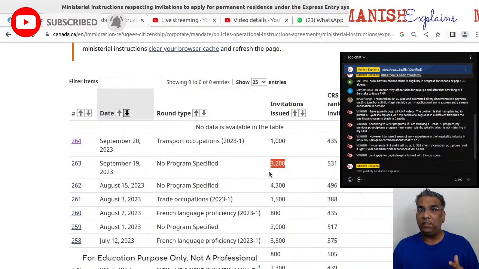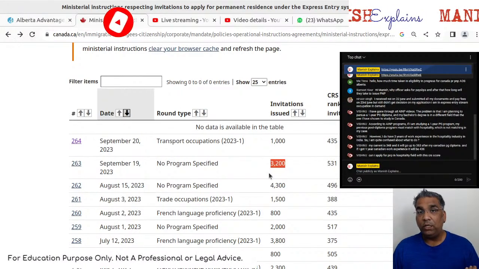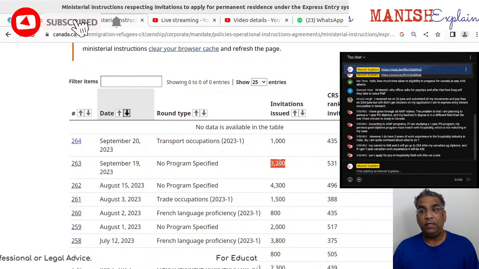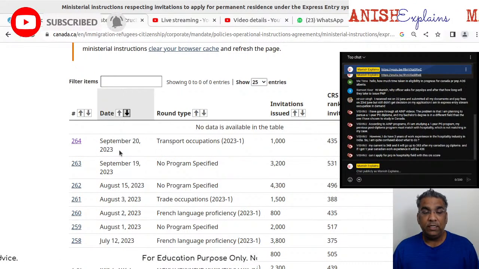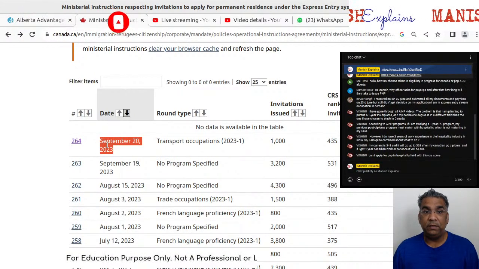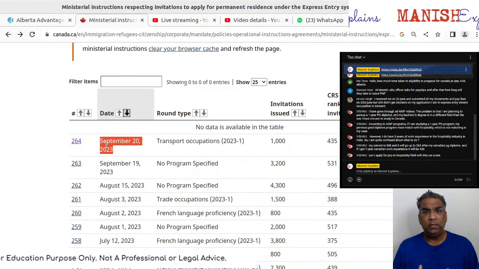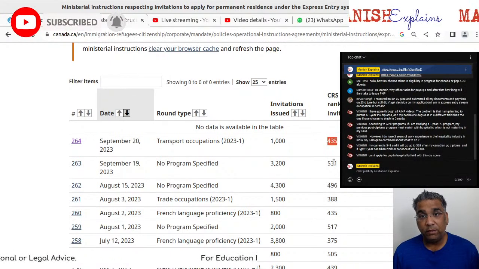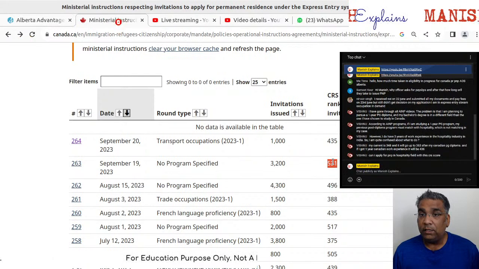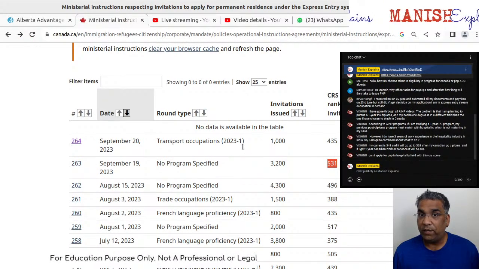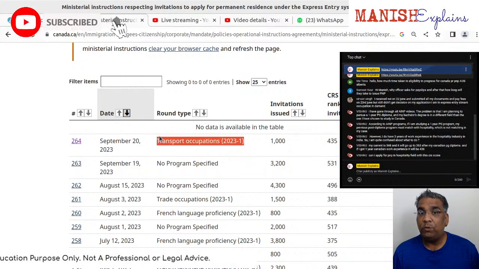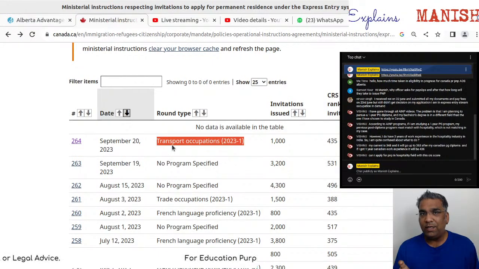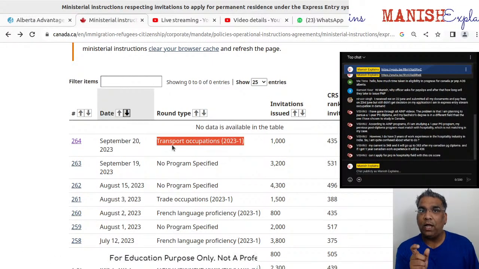Depending on your application strength and your documentation correctness, you can get an eligibility here. Okay. Next is September 20th. On September 20th, there was a cutoff score of 435. So it was pretty low compared to the no program specified draw. But the catch here is they have only transport occupations. It's related to transport occupations. Okay. So understand that this was targeted for a particular sector.